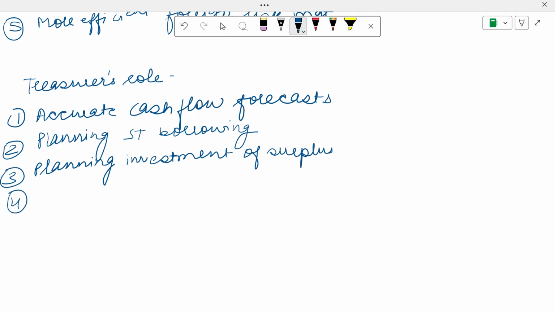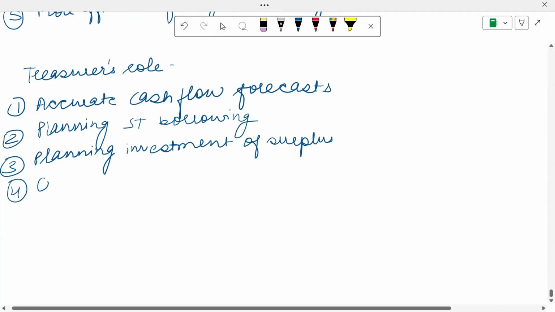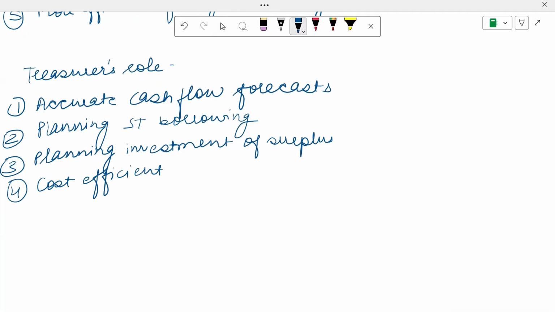Now, another role which he has is that he has to make the cost efficient cash transmission. What we mean by this is that cash transmission basically means moving cash from one place to the other. So when you transfer big amounts of money, banks levy charges, those are transaction costs, bank charges and everything. So he needs to make sure that he's not doing a lot of transactions. He's minimizing the cost which is there to transmit the cash from one place to another.